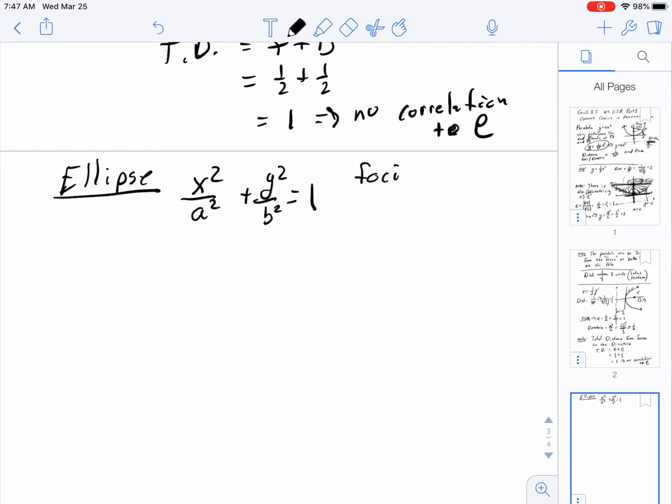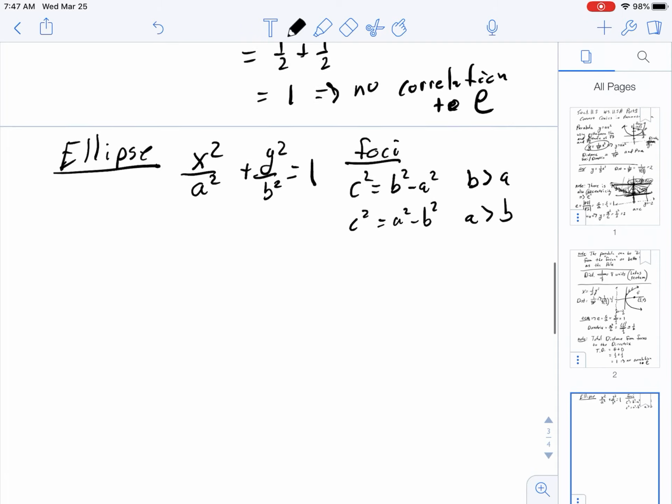So to find my foci, or focus, if you're looking for more than one, is almost the same thing as the Pythagorean theorem, but it's b squared minus a squared, or a squared minus b squared. That depends on if b is greater than a, and this one would be a greater than b. So when you take the square root, you have to have a positive value.